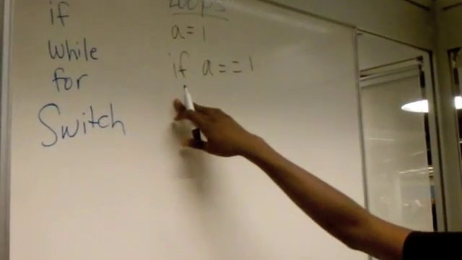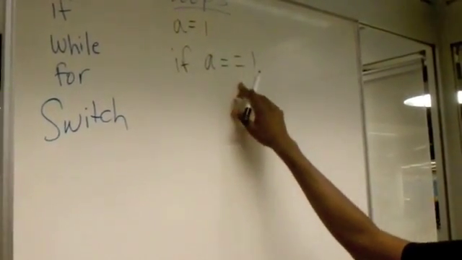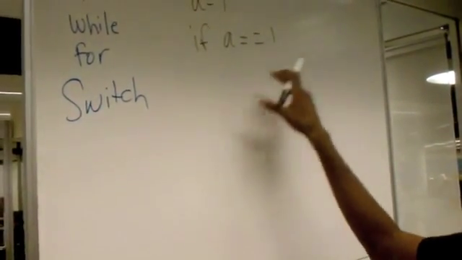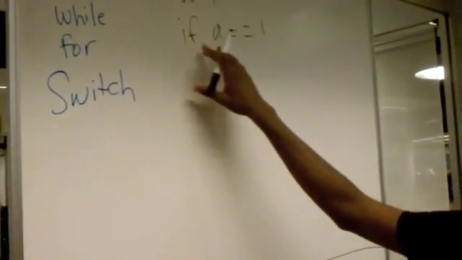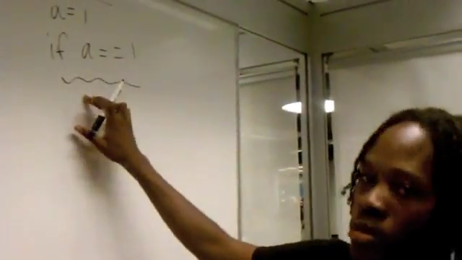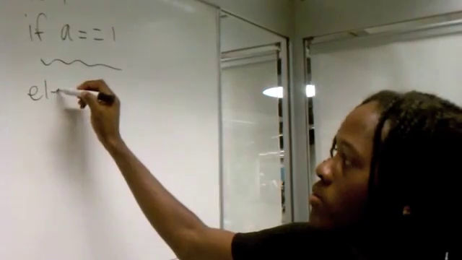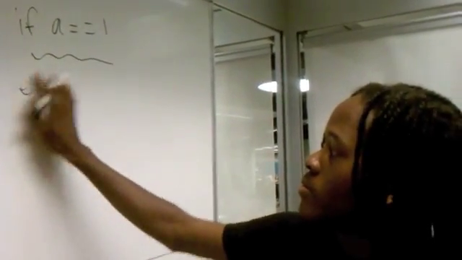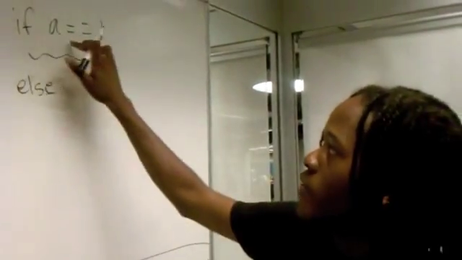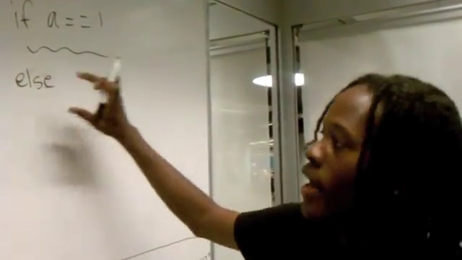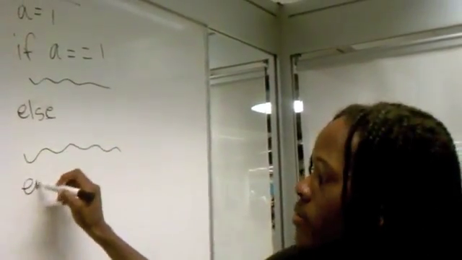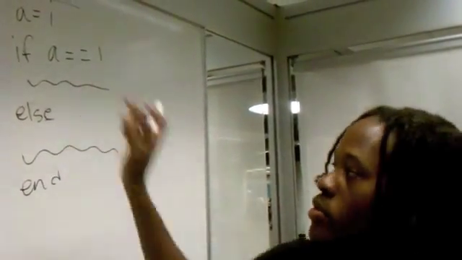So this first line says if A equals 1. Based on this, if this is true or if this is false, we're going to do a certain thing. If this line is true, we're going to execute the code that's before the else. So if this is true, execute this code, else do this code. And you're always going to put an end at the end of your loop.